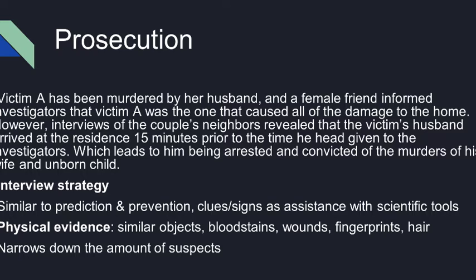Very similar to prediction and prevention, clues and signs are given as assistance with scientific tools to prove who is the real offender, with the physical evidence provided, such as objects, blood stains, wounds, fingerprints, or hair. The benefit of applying CIA is basically narrowing down the amount of suspects, and you would not want to suspect individuals that are innocent.